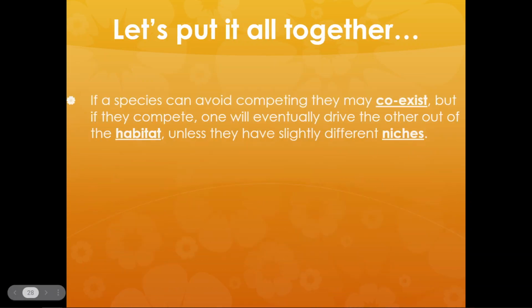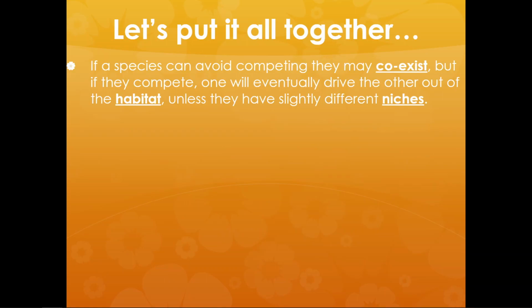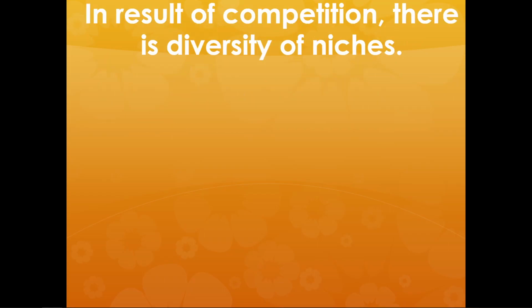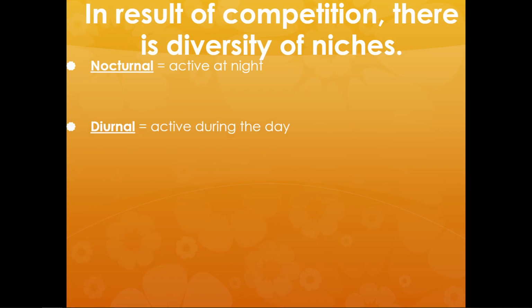All right, so let's put all this together. If a species can avoid competing, they may coexist. But if they compete, one organism will eventually drive the other out of the habitat, unless they have slightly different niches, like we mentioned in the warbler, the little bird that lives in different locations within a tree. Another example of how organisms could compete less would be based on time of activity. Nocturnal organisms would be active at night, diurnal organisms would be active during the day, and crepuscular would be active between dawn and dusk.